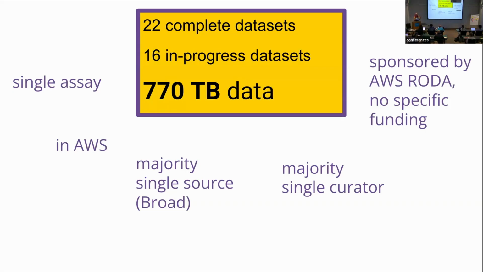It is sort of unique, I think, compared to some of the other large data sets and repositories folks are talking about, in that this is very tightly constrained to a single assay or very close derivatives. It's entirely hosted in AWS, thanks to the fact that AWS pays for the hosting through their Registry of Open Data. So we don't actually have any specific funding for this repository. The majority of the data has come from a single source, generated at the Broad, but we are actively working on bringing in data from other groups.